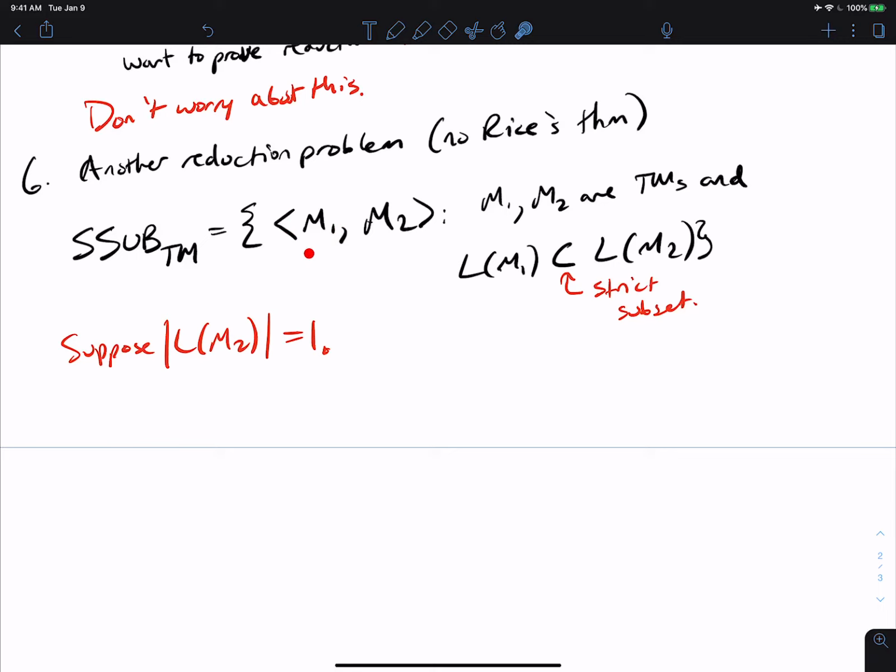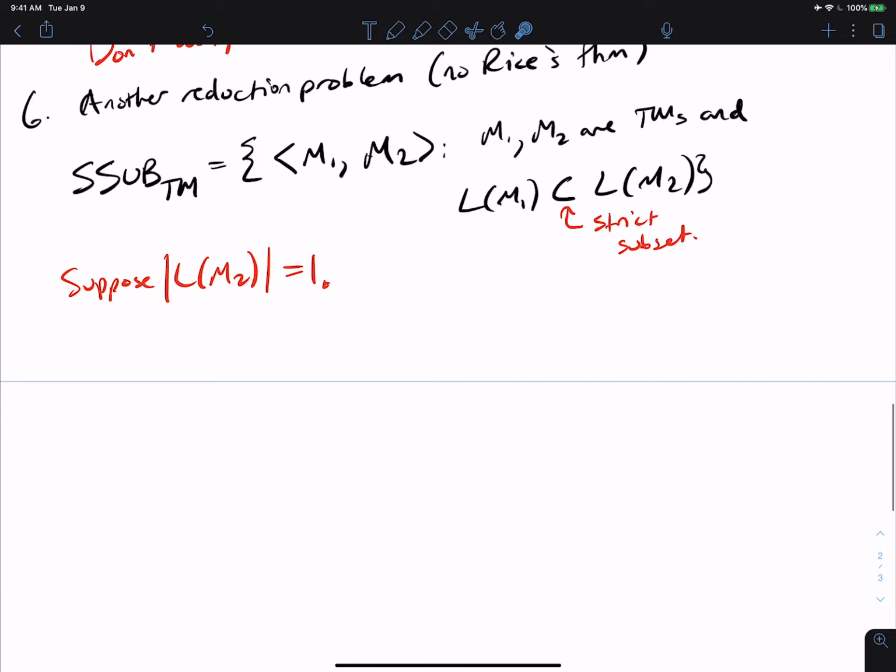But suppose that M1's language is not a strict subset of this. Then that implies it's not empty. Therefore, if we can solve this problem, we can solve ETM. So let's do this. Suppose that this language is decidable.